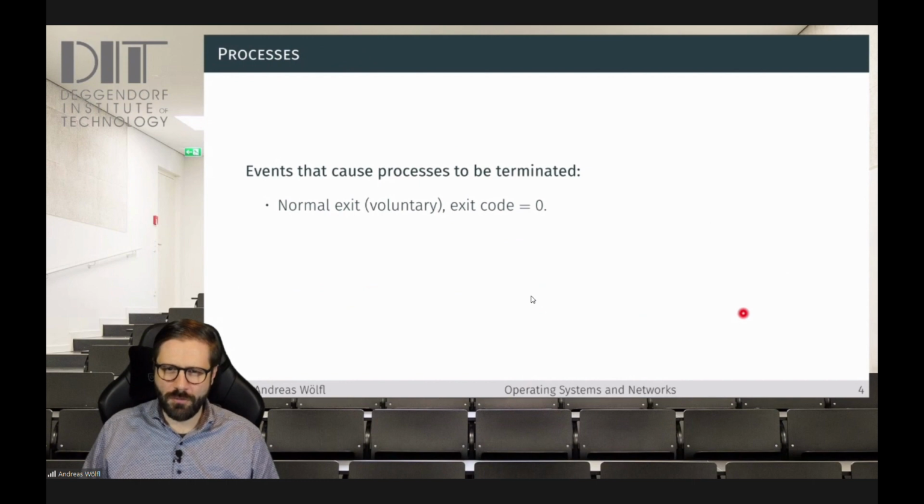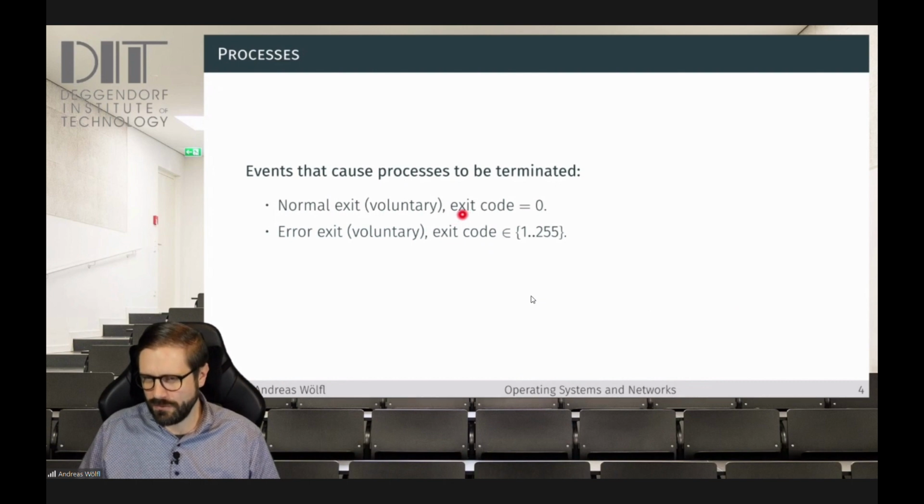You can terminate processes voluntarily. Then the exit code is 0. So every process has an integer value when it terminates. If this integer value, which is called the exit code, is 0, then the user knows that everything is fine. The process terminated voluntarily and successfully when the exit code is 0.